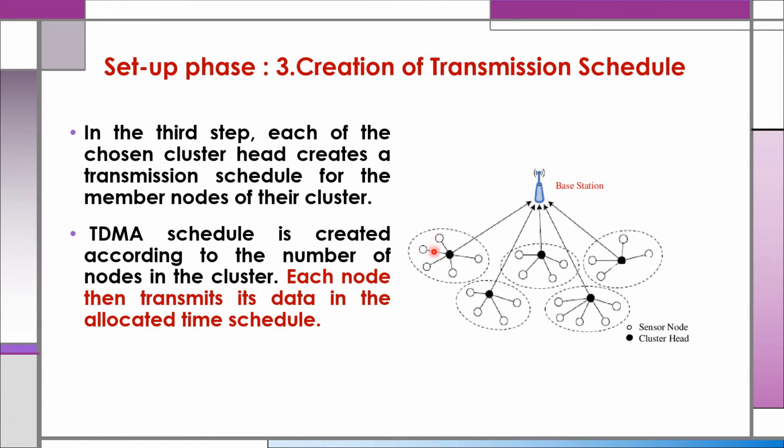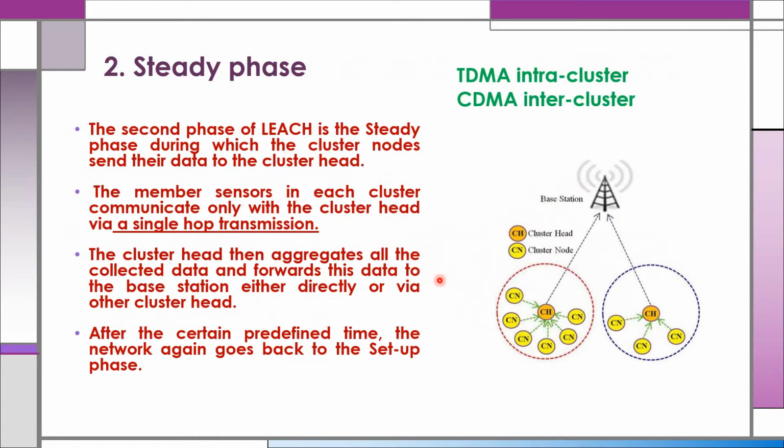In this time division multiple access scheme, individual time slots are allotted to each and every member node for their data transmission. Each node will wake up only at the time of its transmission. For all the remaining time, the member nodes will be in the sleep condition. It will save maximum energy by using this scheduling mechanism, time division multiple access.